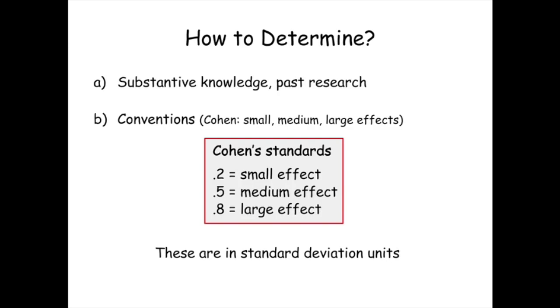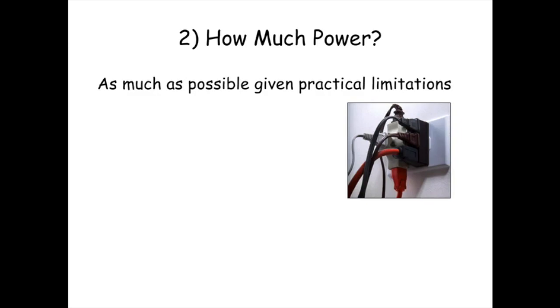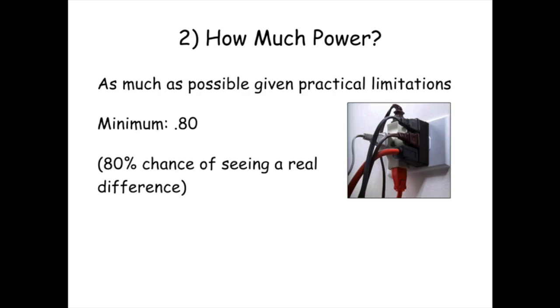These are in standard deviation units, so a medium effect size represents a difference between means of half a standard deviation. The second question is, how much power should you aim for? Generally, the answer is as much as possible. However, the minimum acceptable value is 0.8, or an 80% chance of seeing real differences if they exist.